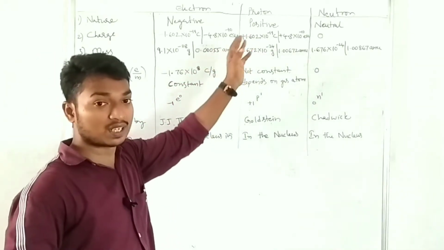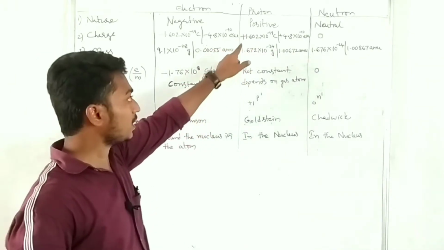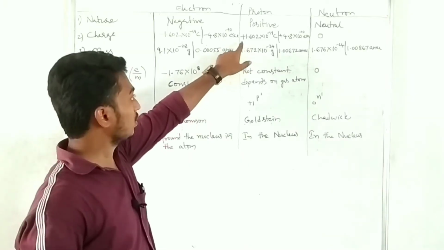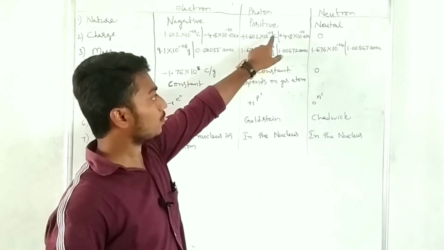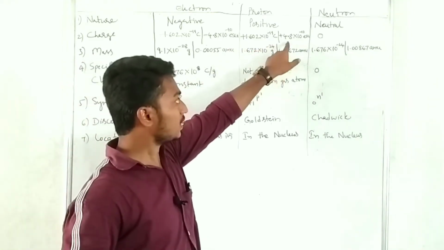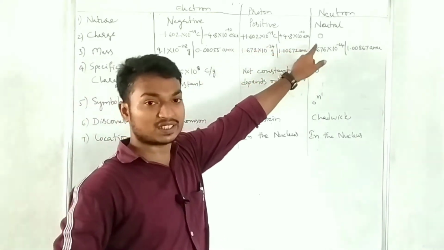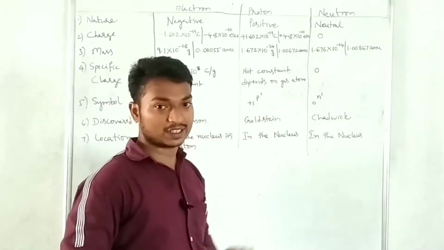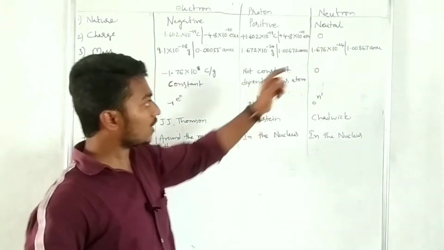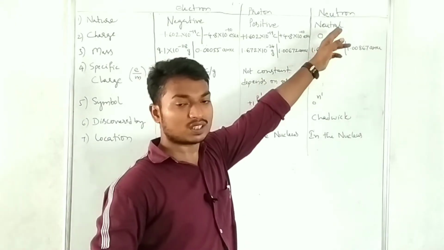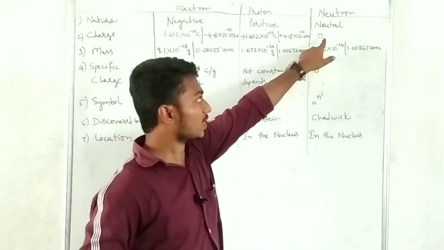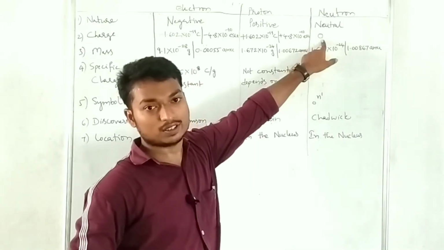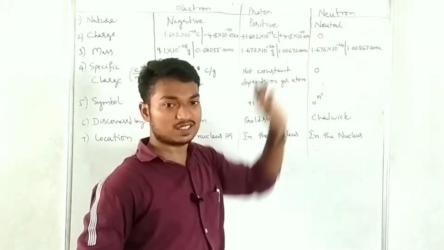In the same way, the proton has the same charge, but opposite. So the charge for a proton is plus 1.602 into 10 to the power minus 19 coulombs, or plus 4.8 into 10 to the power minus 10 electrostatic units. And if you observe the charge for a neutron, neutrons are neutral in nature. That means no charge, zero charge. The charge for a neutron is zero.